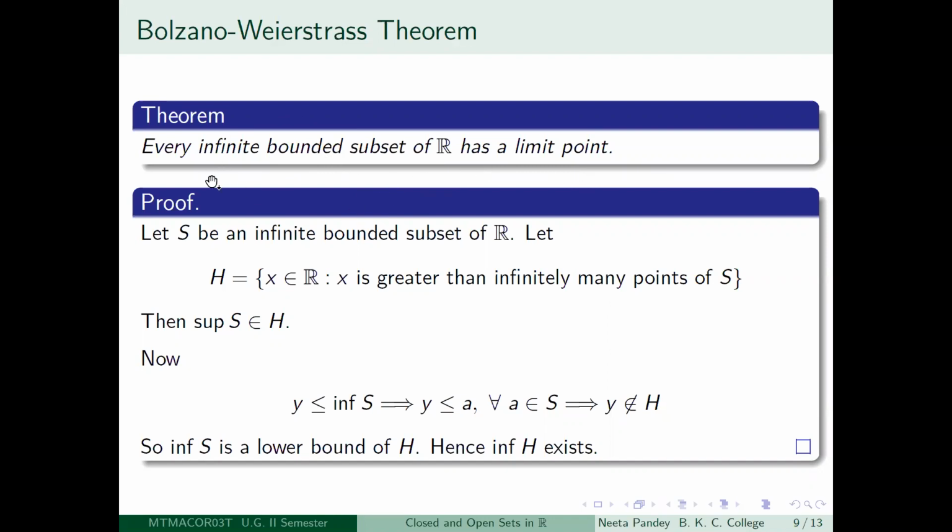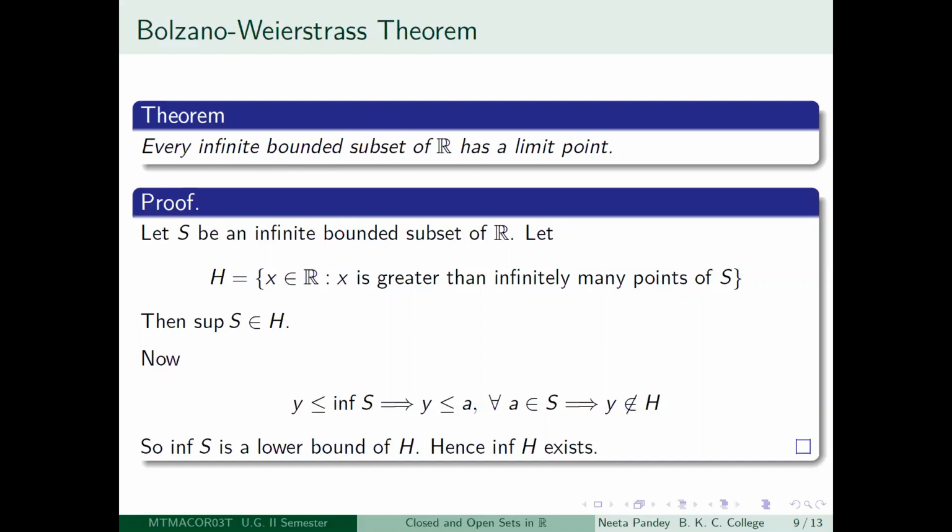So if you leave out any of these two restrictions on the set, then you may not have a limit point. But if you put them together, that is, if you want a subset to be infinite as well as a bounded set, then it is necessary that it will have a limit point in the set of real numbers. This is what we will prove. The proof is by construction.